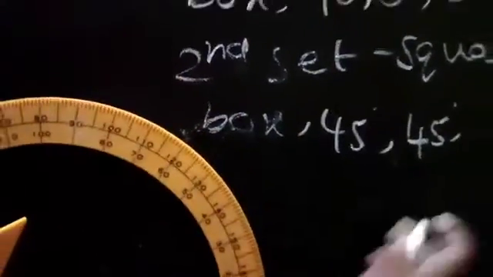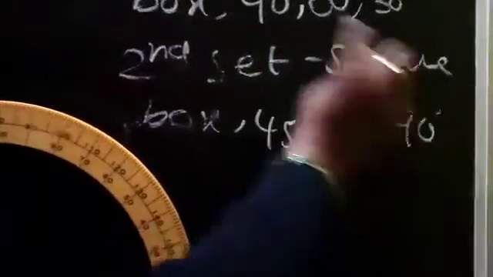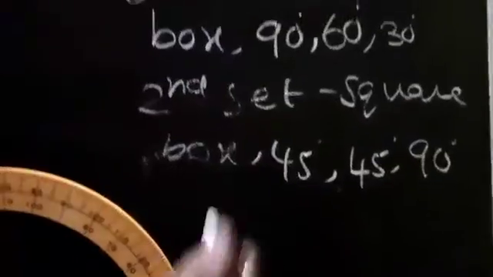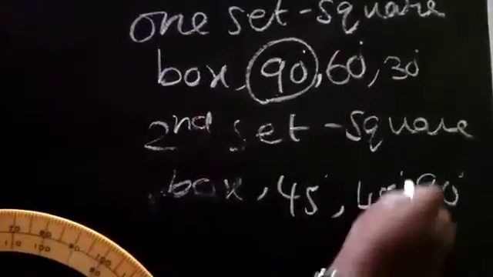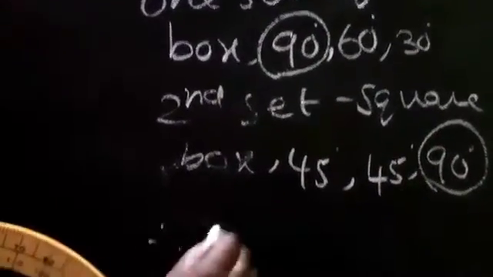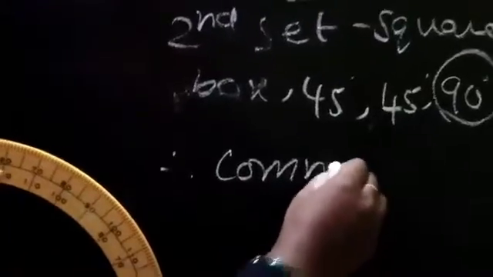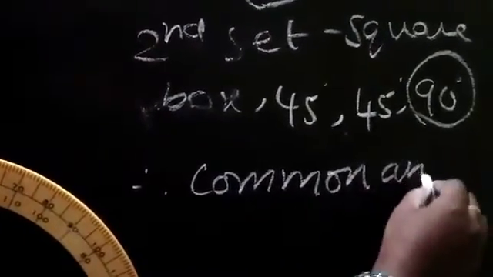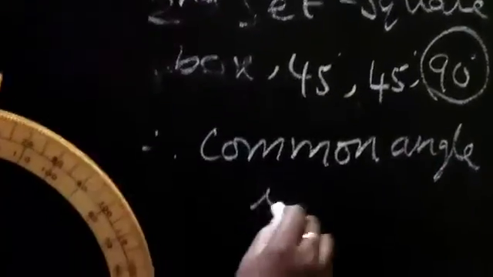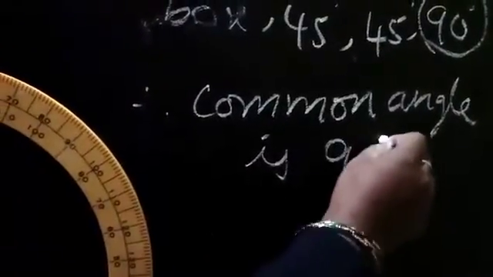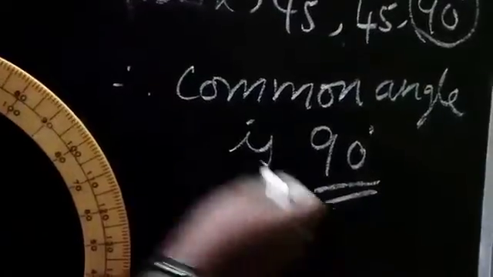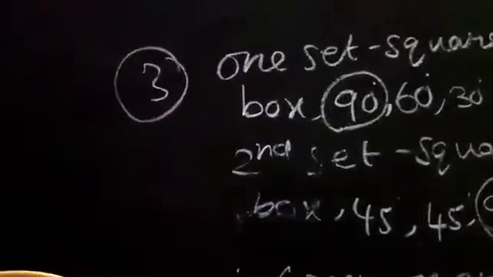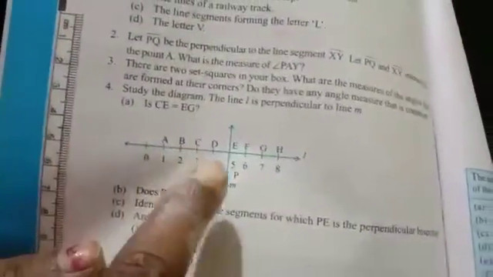This is 90. So in both the sets, which is the common angle we have? Here also 90 degrees. Here also we have 90 degrees. So in both the set squares, the common angle is 90 degrees. Fourth question is your homework.